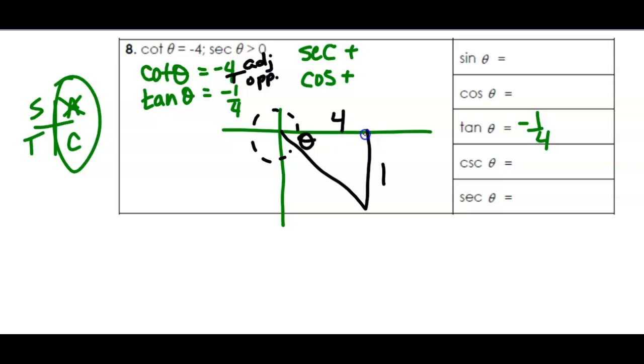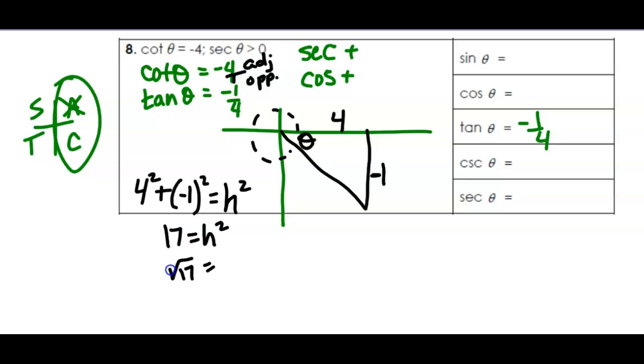Well, I went to the right 4, but down 1. So this is the one that's negative. The opposite is negative, and cotangent is also x over y, so the y value is the negative there. Then if I do the Pythagorean theorem, the hypotenuse or the radius squared, I get 16 plus 1, remember this should turn out positive, is 17. And so the square root of 17 goes on that hypotenuse, and that's always positive.